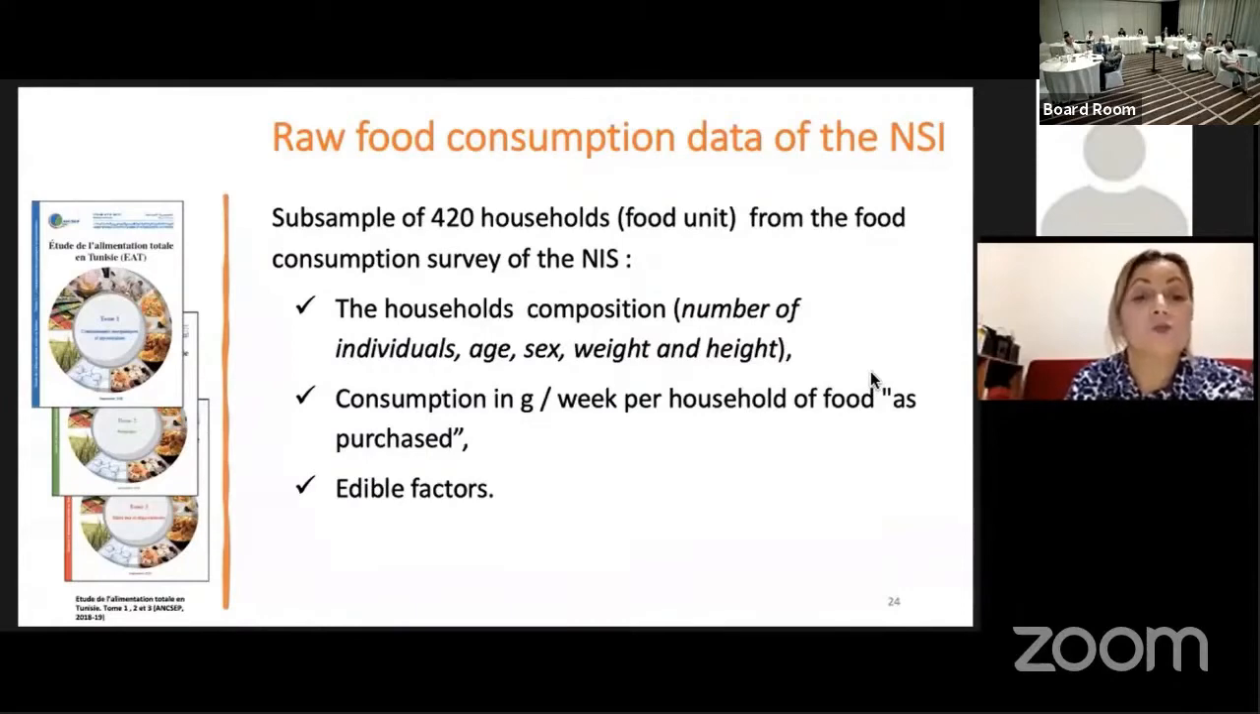The observation period was 1 week, so we asked to have the consumption data in grams per week per household of food as per session. And we knew that for a subsample of the survey, the investigators weighed food before and after preparation, and that the National Institute of Statistics has a real national edible factor, so we asked to have it.